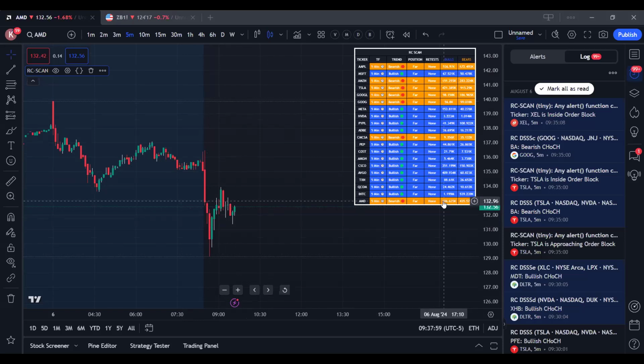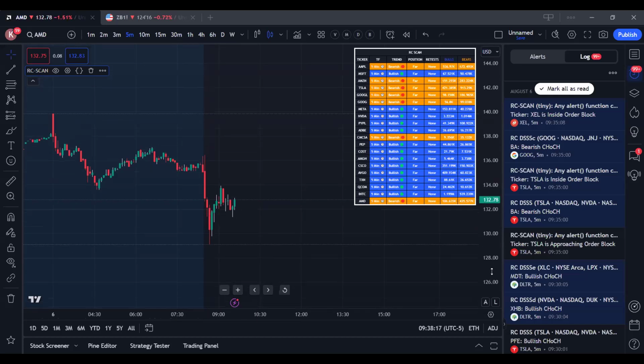So AMD, yeah, it came all the way down, but because it came from nearly $139, it came to $129. So now it is at the bottom and trying to bounce back. Better we take the profits.